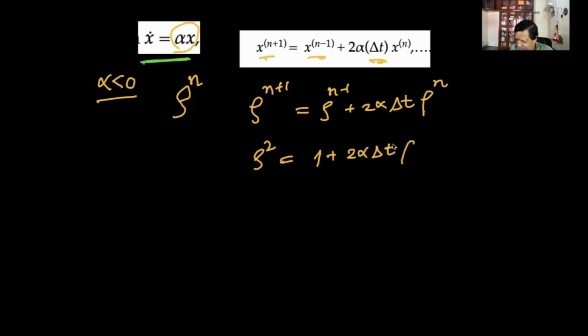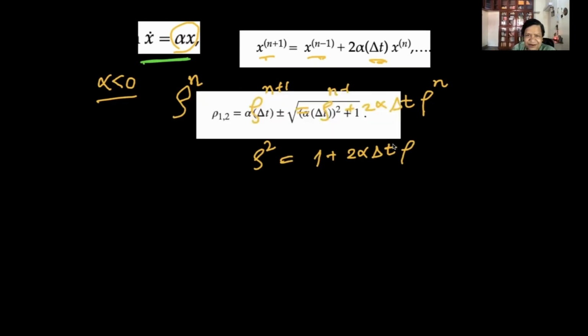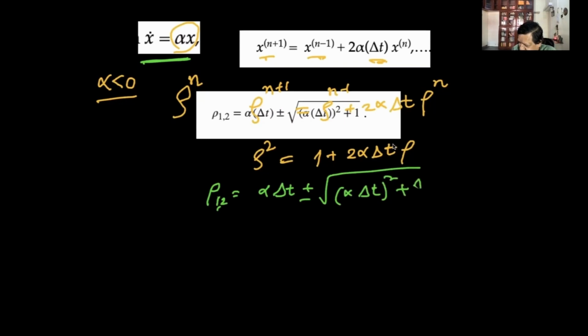So this is the rho. Or basically divide by rho to the n minus 1 on all sides. So this is a quadratic equation in rho, so it has two solutions, right? Now the two solutions, it's kind of hidden, but let me just write this. So rho 1, 2 is alpha delta t plus minus square root of alpha delta t squared plus 1.